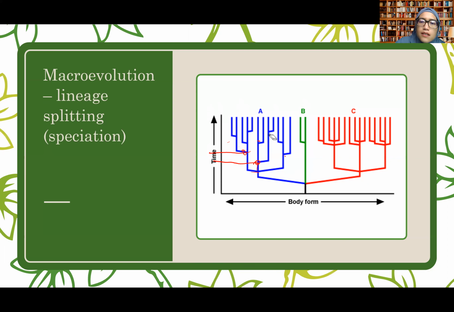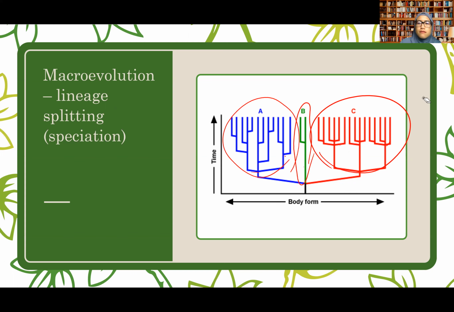However, if you look here at the red species right here, it changed into 3, and then suddenly here at about the same time, each of the 3 splits into 2 or 3, and then here at around the same time, it splits more. So the changes can be like this, or like this.